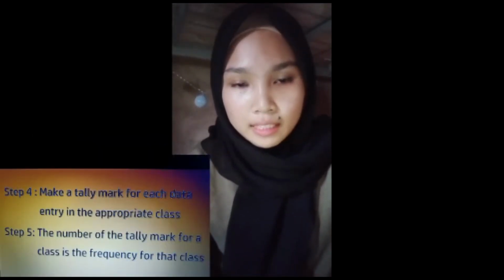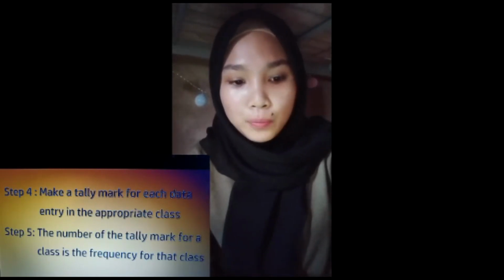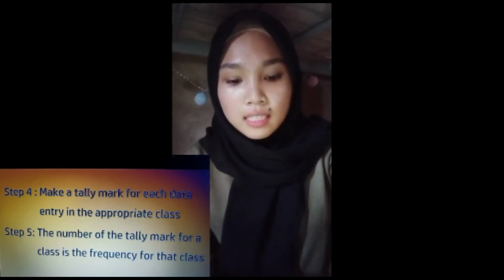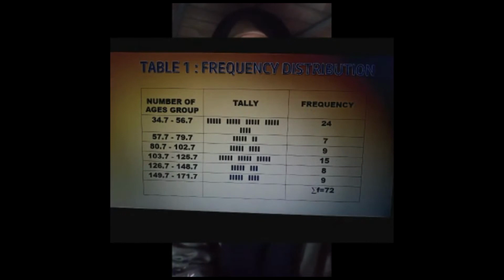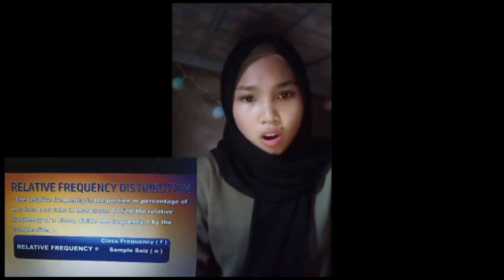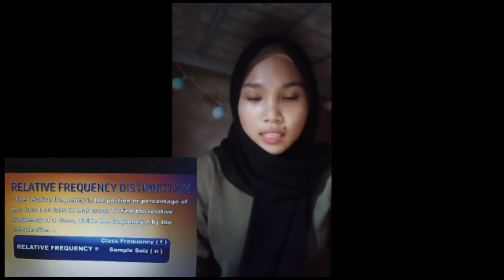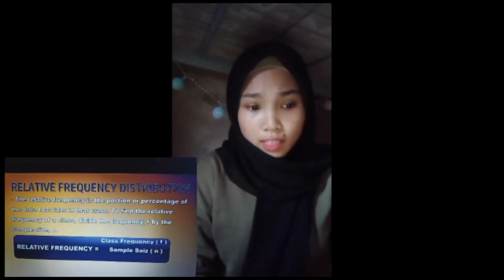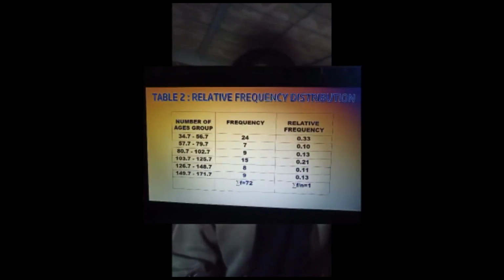Step 4, make a tally mark for each data entry in the appropriate class. Step 5, the number of tally marks for a class is the frequency for that class. So we get the frequency as table 1. Okay, the second is relative frequency distribution. The relative frequency is the proportion or percentage of the data that falls in that class. To find the relative frequency of a class, divide the frequency by the sample size n. So we get the relative frequency distribution as table 2.